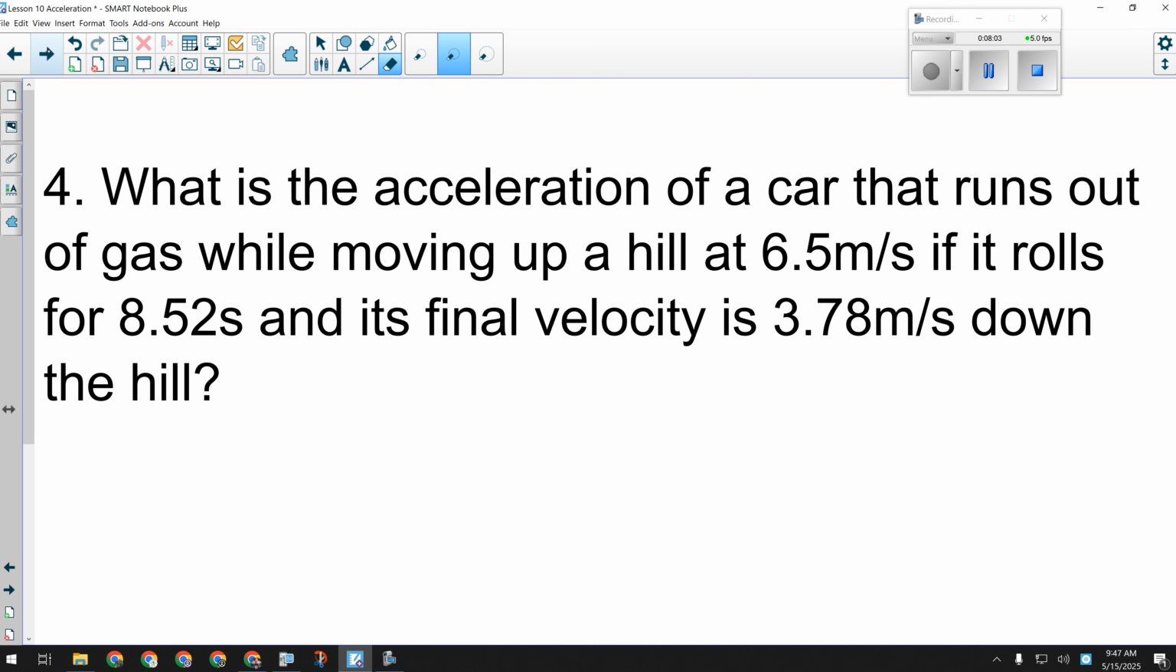Direction matters here. We did one or two like this yesterday. Make note of up the hill, down the hill. It makes a difference here. I'll give you a few minutes on that one.